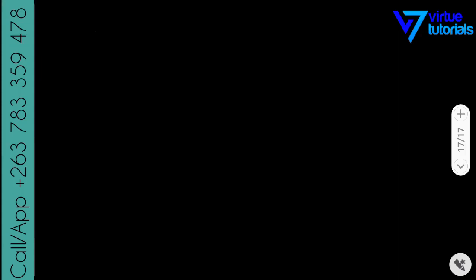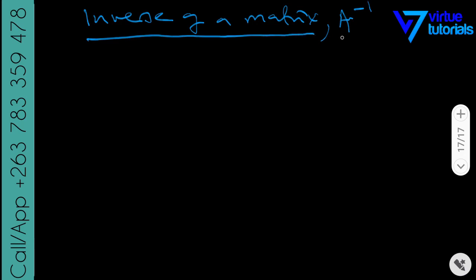Okay, now for the last part of matrices, we're going to talk about the inverse of a matrix. I'm going to write A to the power minus 1. This little power minus 1 is how we identify an inverse. So if our matrix was A, the inverse is A to the power minus 1. If our matrix was B, then the inverse will be called B to the power minus 1. It's just notation.